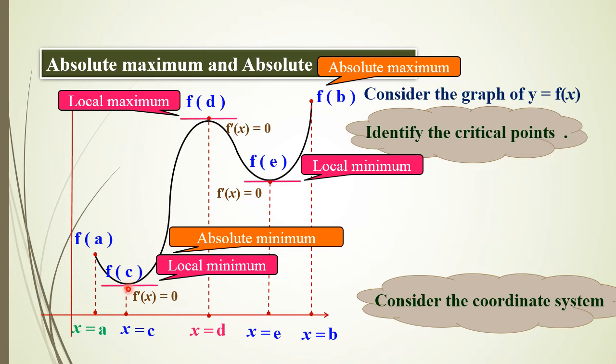Okay, this is called a local minimum and this is called a local maximum. From what point to what point the graph is continuously increasing, the initial point is called the local minimum, and where the graph stops increasing and starts decreasing, that respective point is called the local maximum.